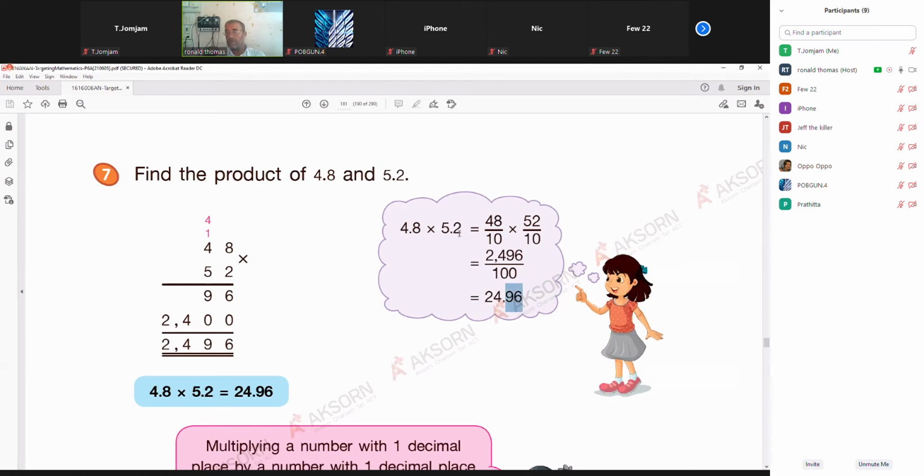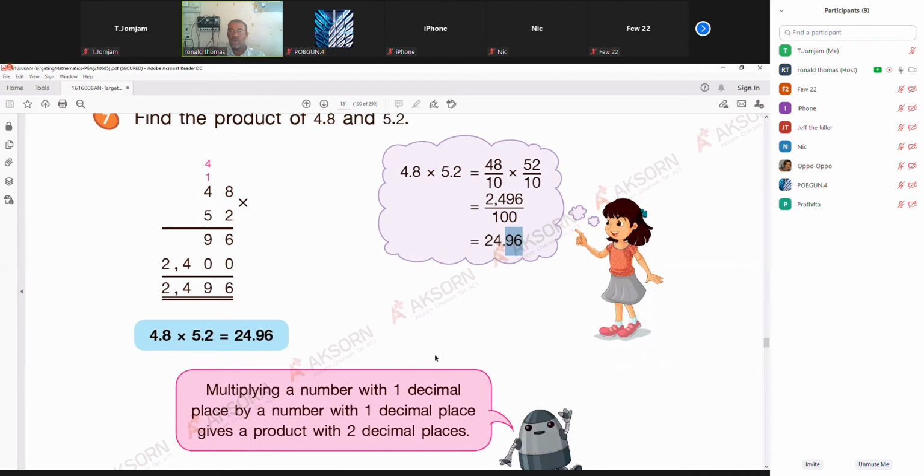0.8 multiplied by 0.2 will be 0.96. Please remember to count your decimal places. When you get your answer, count. Very easy to count. 4.8, 5.2. I have to have 1, 2. So my answer will be 24.96. Remember to count your decimal place.